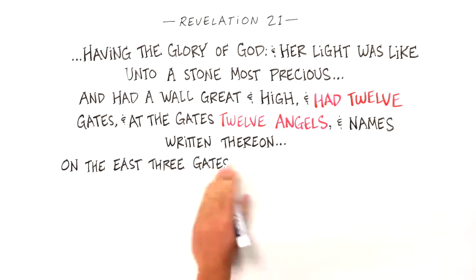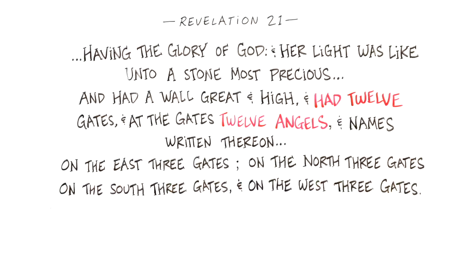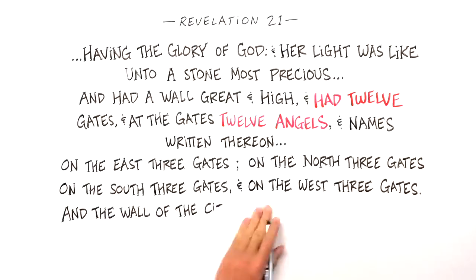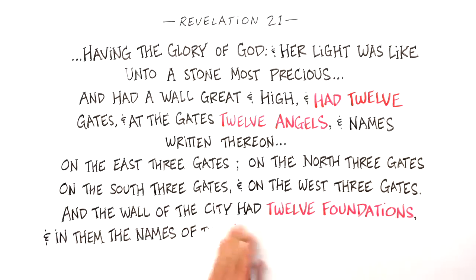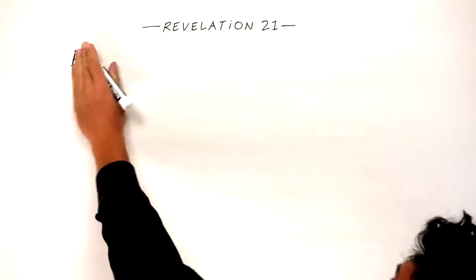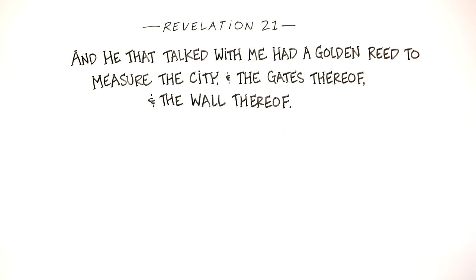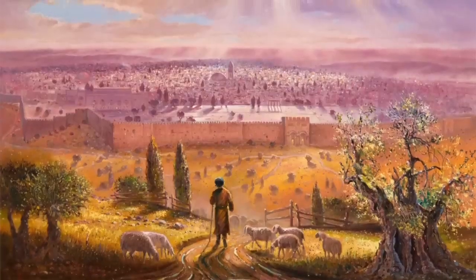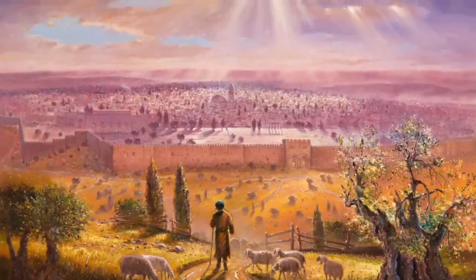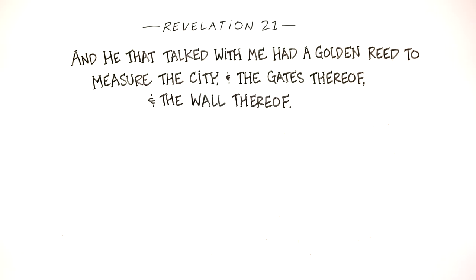On the east 3 gates, on the north 3 gates, on the south 3 gates, and on the west 3 gates. And the wall of the city had 12 foundations, and in them the names of the 12 apostles of the Lamb. And he that talked with me had a golden reed to measure the city. So here again we have this idea of the measuring of the city, because the city is the repository of the cosmic doctrine. The gates thereof and the wall thereof.